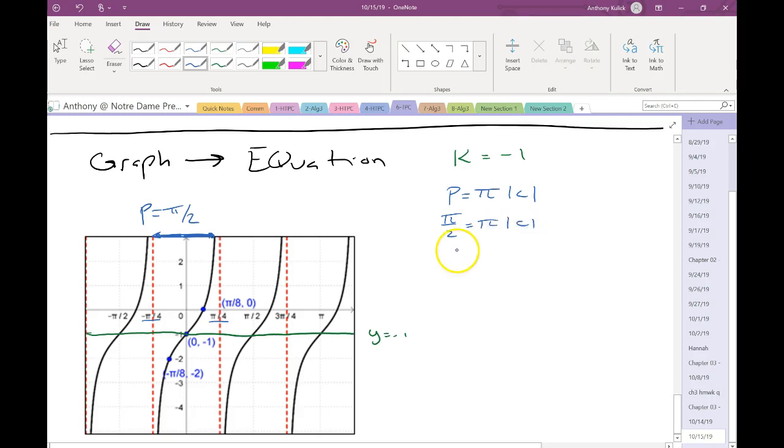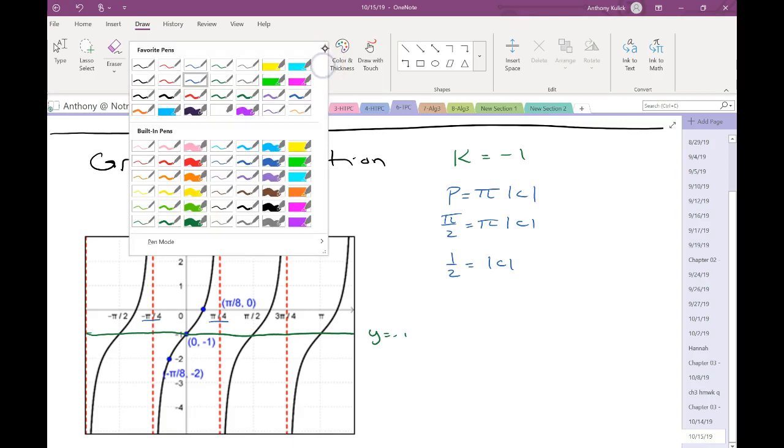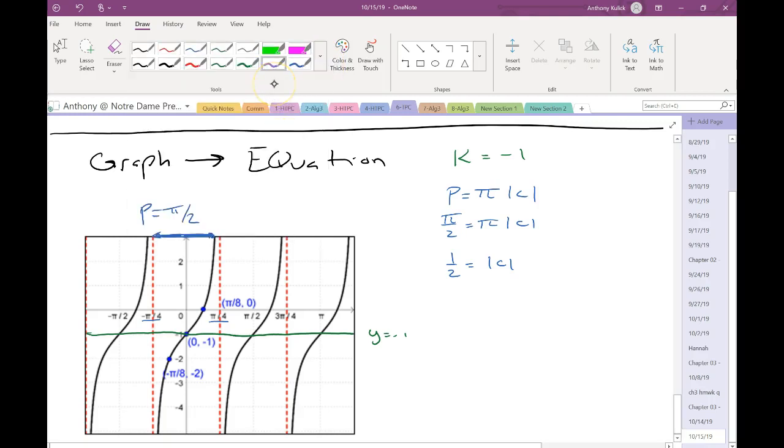And then if I divide both sides by pi, or probably easier to think about this since the one side is a fraction, as multiplying by 1/pi, you get that c is 1/2. Or the absolute value of c is 1/2, I should say. We looked at the picture, and we just looked for the line that was going to divide it kind of in half.